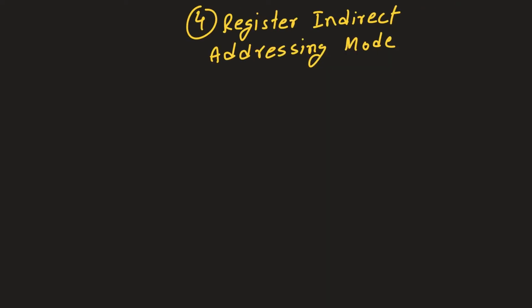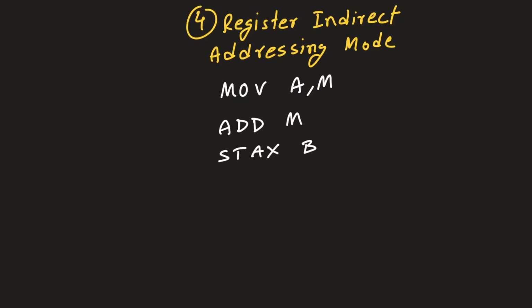The fourth addressing mode is the register indirect addressing mode. In this type of addressing mode, the register mentioned in the instruction works as a memory pointer. So whatever register or register pair is being used, it is used as a memory pointer. These are a few examples of register indirect addressing mode. The first example, MOV A,M.